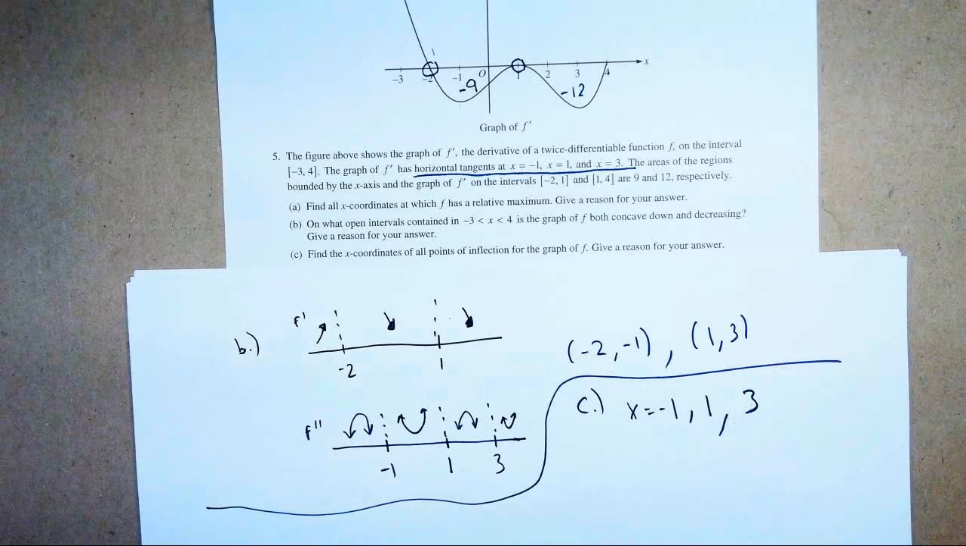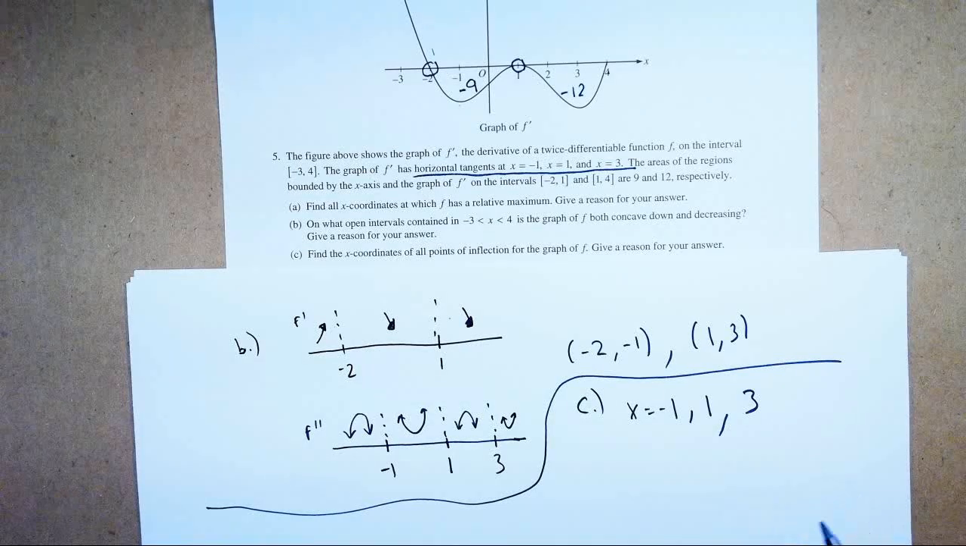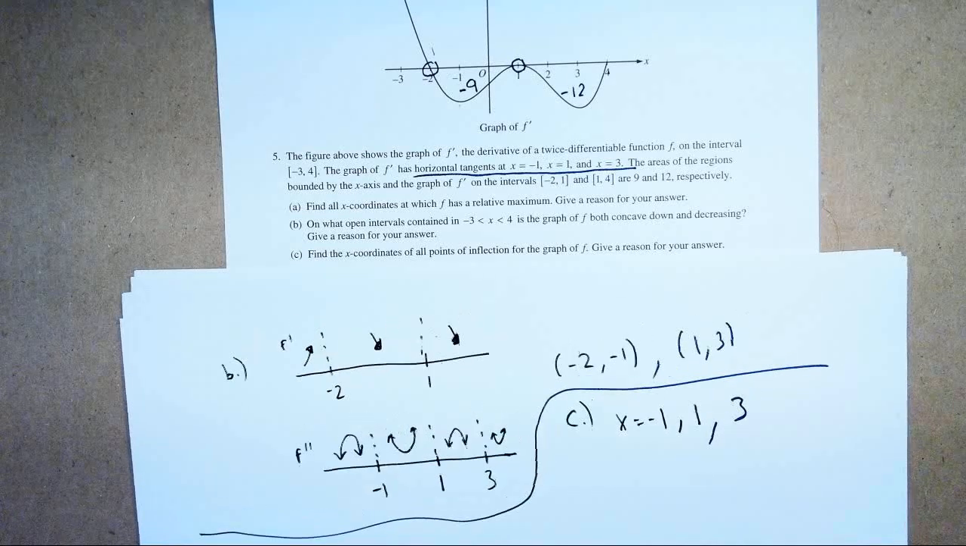So the 3 points of inflection that you would have would be at -1, 1, and 3. How do I know this? Because it changes concavity at every single point. So when it says give a reason, just express that it changes direction or changes concavity at every single point. Okay, moving on to part D.